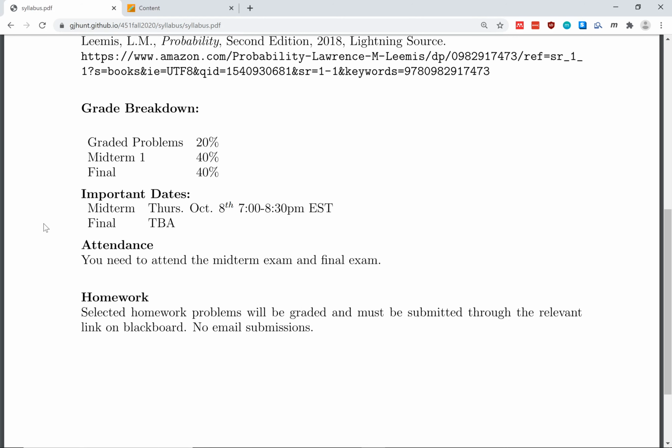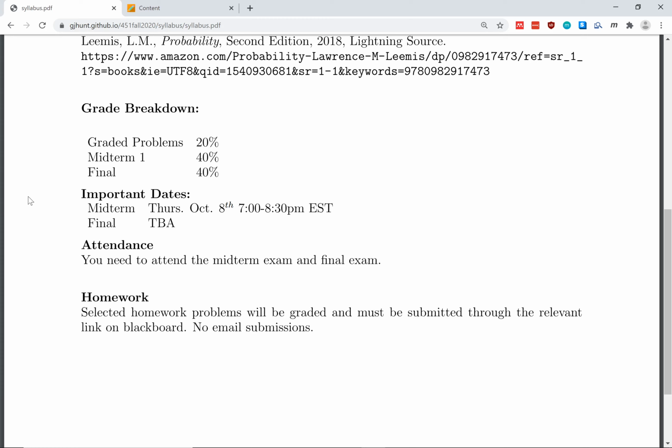For the grade breakdown for the course, it's pretty simple. This is one of the higher level math courses offered at the college, and it's taught like many of the other higher level math courses. So our graded problems, which we'll talk about in a little more detail, are going to be 20%. So it's a homework proportion. Then we're going to have a midterm, which will be 40%, and then a final, which will be 40%.